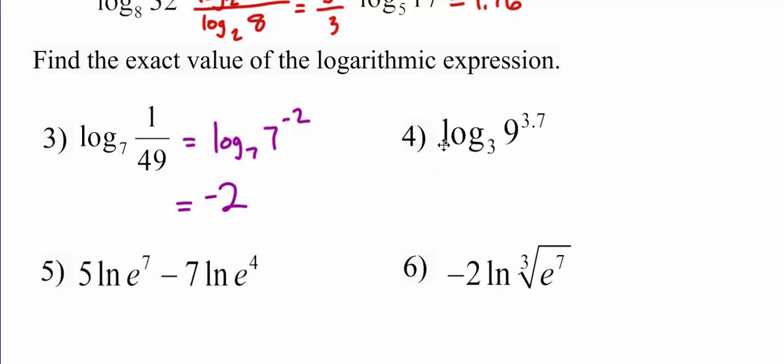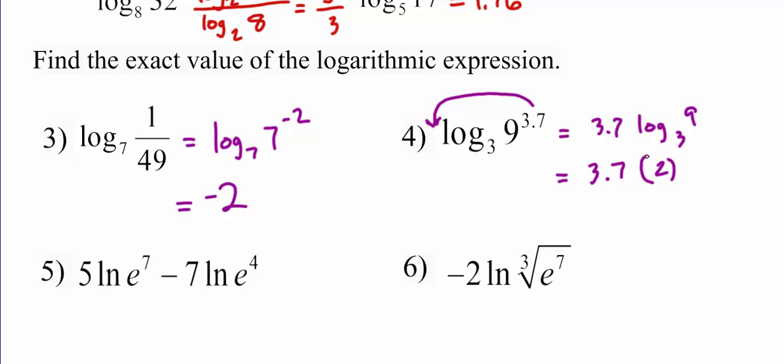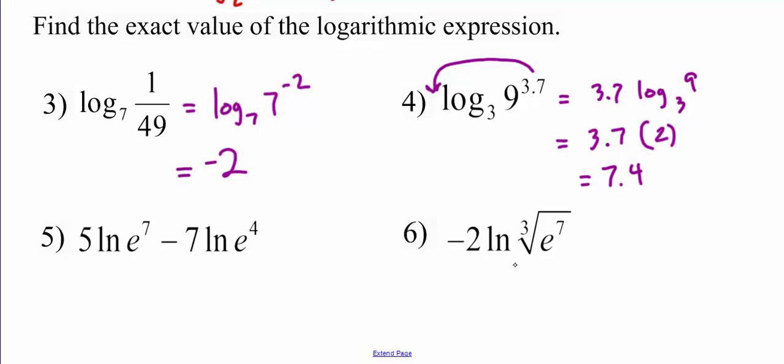Alright, number 4. Here's what I'm looking at on number 4. I want that exponent to move out front. So I'm going to rewrite this thing as 3.7 times the log base 3 of 9. That's one of the great things about logarithms. Our exponents we can move to be coefficients, or sometimes it's more important for us to take a coefficient and move it to be an exponent, depending on what we're trying to do. In this case, going this route gives us a pretty quick result. Log base 3 of 9 of course is 2, and then 3.7 times 2 is 7.4.